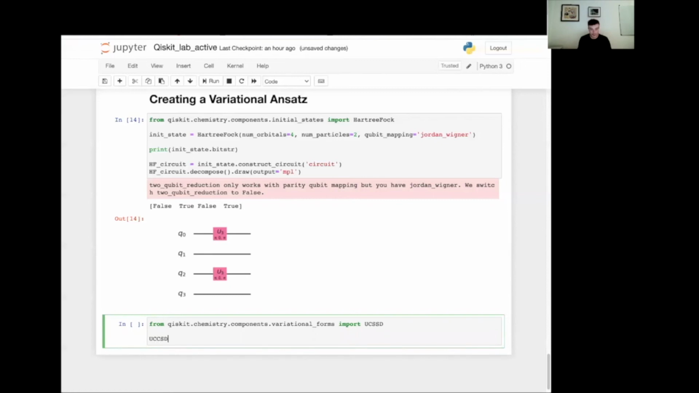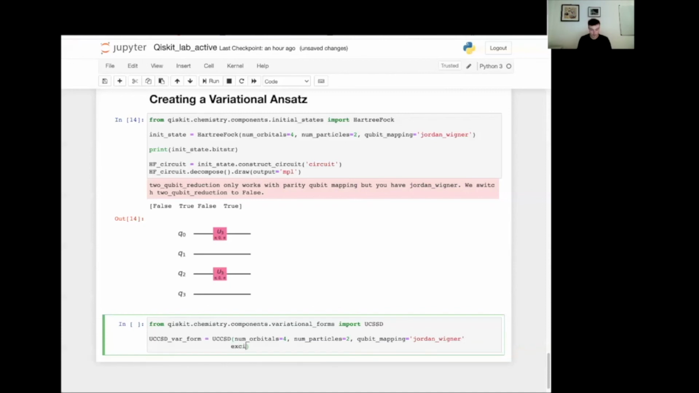And let's define a UCCSD variational form by initializing it with a bunch of parameters. Okay, so let's match the Hartree-Fock parameters. Let's pick a number of orbitals to be 4. Let's call this variational form: 4 orbitals, 2 particles, Jordan-Wigner mapping, excitation type.